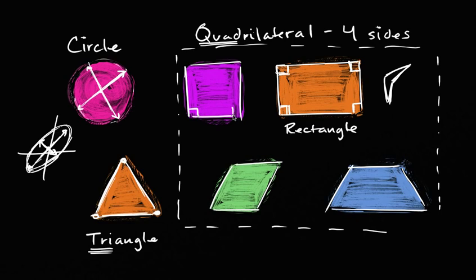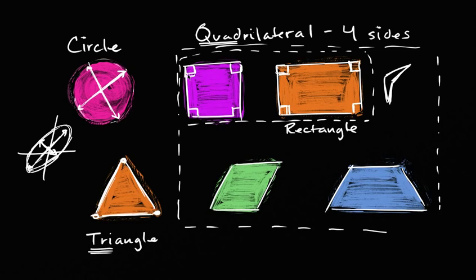Well, I can put little squares in the corner. Or I could see that all the corners are right angles. So this actually is a rectangle as well. So these are both rectangles.